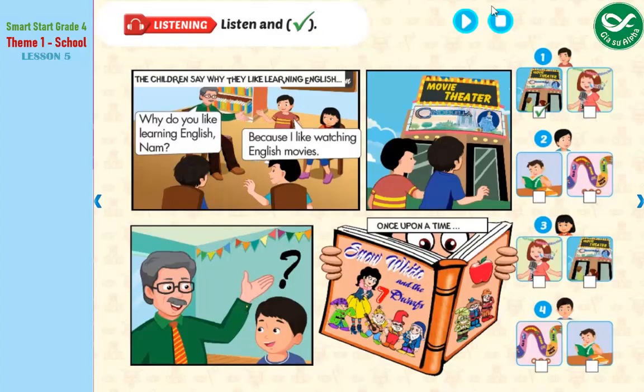Listening. Listen and tick the box. The children say why they like learning English. Look at the pictures. Listen. There is one example.